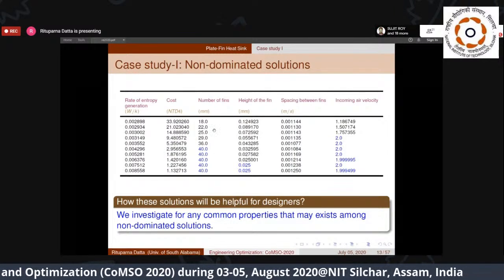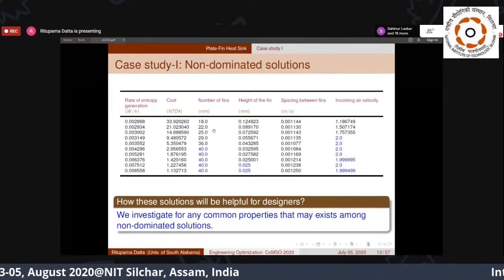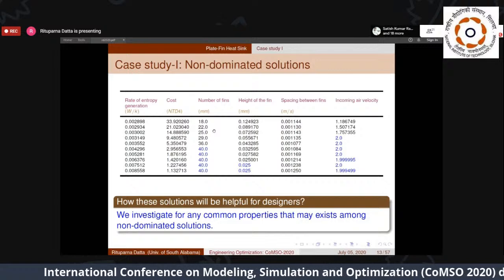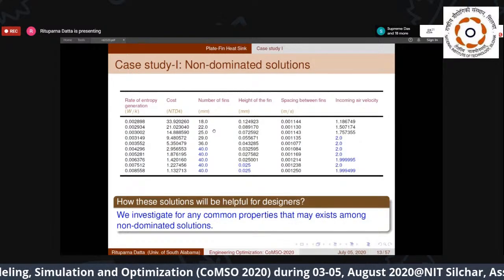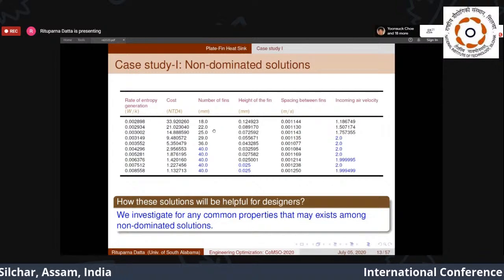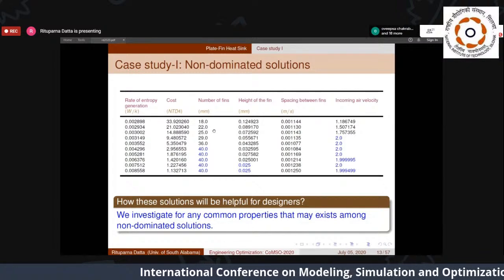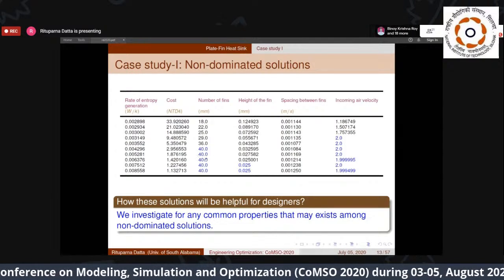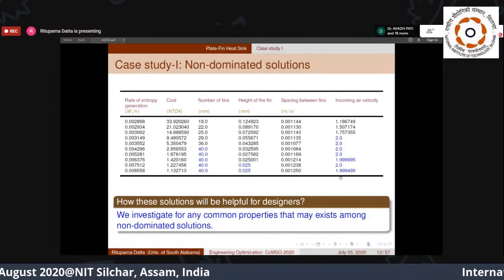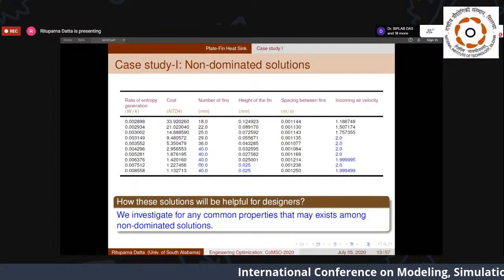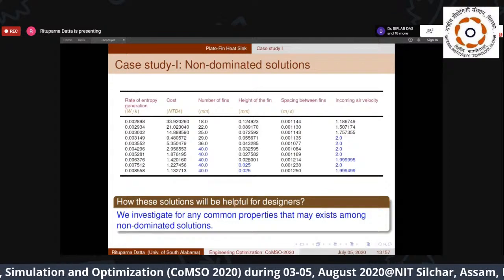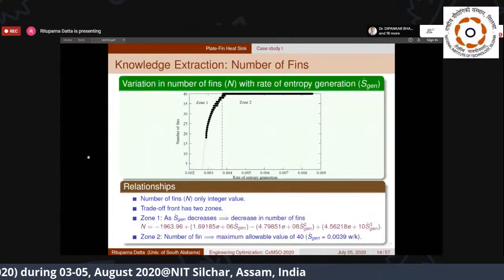So here then we are trying to identify, does there exist any common principle between the design parameters and objective functions? If we can show there is some common principle after the optimized design, then rather than seeing only the data, the decision maker can see a particular approximate mathematical relationship. And then we have seen that many times the number of fins doesn't change, sometimes the height of the fin doesn't change, but spacing changes every time, and most of the time incoming air velocity is fixed. So next we will identify if there is any relationship, and if it exists, what is the relationship and why some of the values got stuck. We will identify one by one.